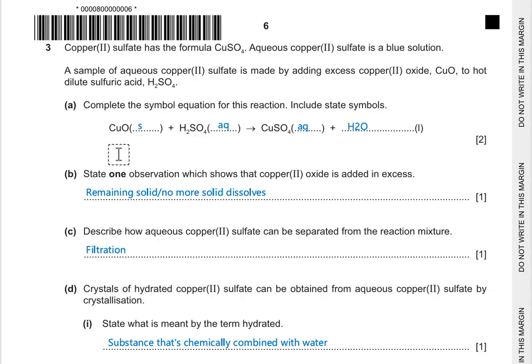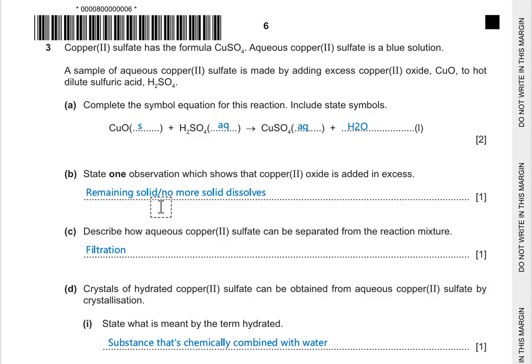considered in IGCSE chemistry is water, so that would always be H2O(l). And if you didn't know about that, you could see that CuO is a base, H2SO4 is an acid, so an acid and a base make for a neutralization reaction, and a neutralization reaction always produces a salt and water, so you could also use that to get the answer for H2O.